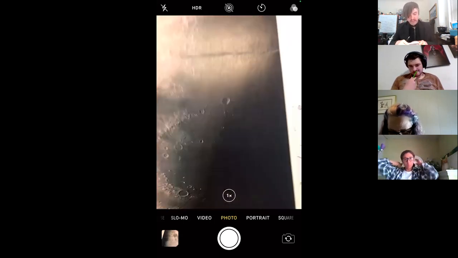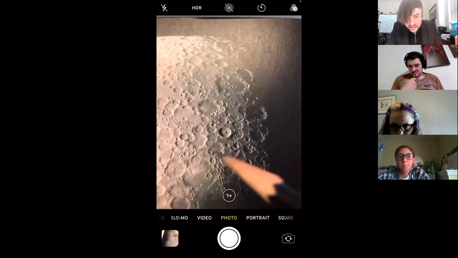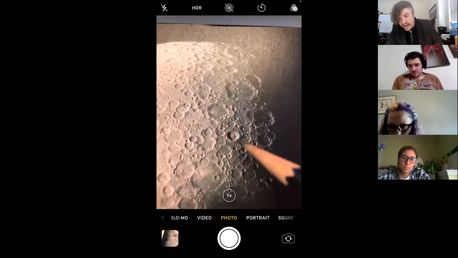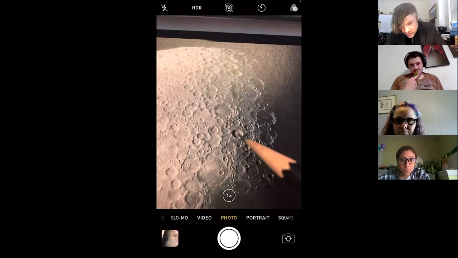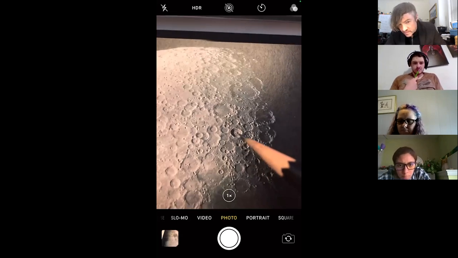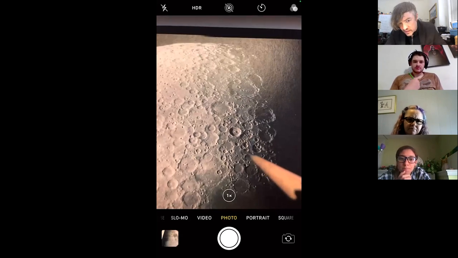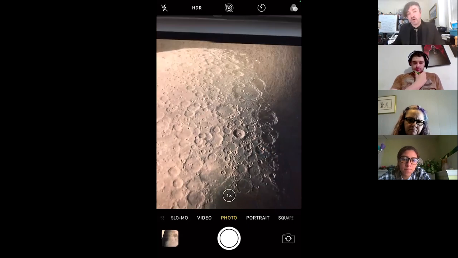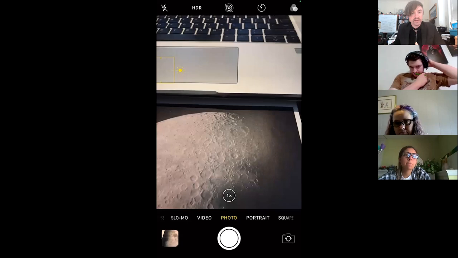Some of the craters, and a great example would be this one up here, have this little dimple in the center. Hey, Ryan, Kim, Jenna, is the dimple in the center an intrusion or an extrusion? Extrusion. Very good, because you can see the shadow on the right. This is a classic example of what's called a central peak. And I think crater Tycho has a central peak.